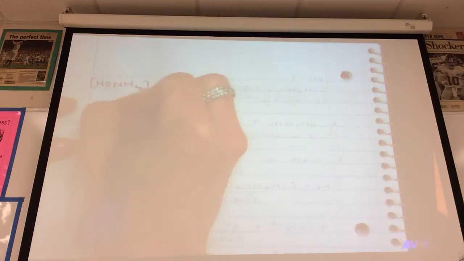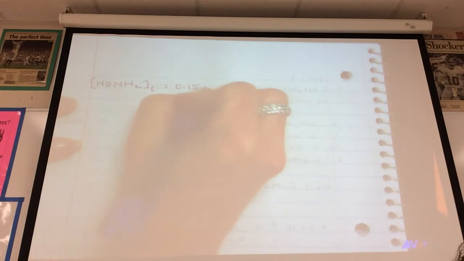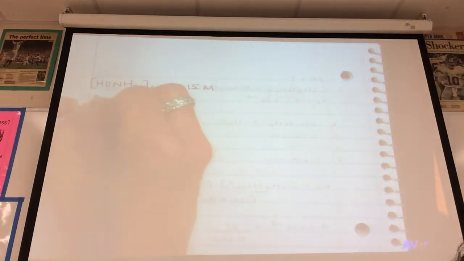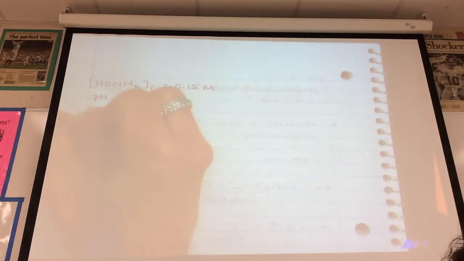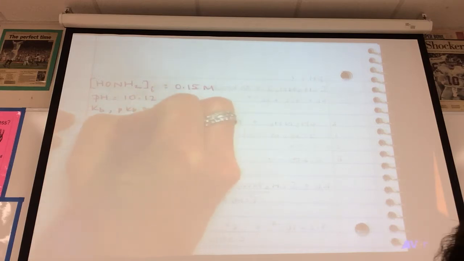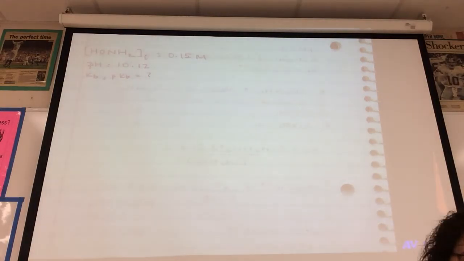So the concentration of this initially is 0.15 molar. pH is 10.12. We want to calculate the Kb and the pKb. What do we do? Rice it up.